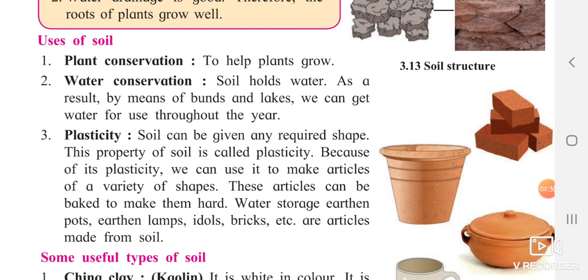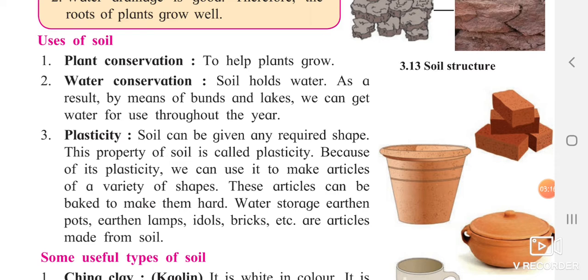Plasticity. What is meant by plasticity? Plasticity means you can give the desired shape to that particular soil. Now you have seen the potters. They are doing all types of clay activity, giving various shapes to the pots, etc. You can see the vases which we are using in our house. We are using flower pots, we are using pots. These are all made from the soil itself, and the soil possesses the property of plasticity. Desired means the shape which you want, and it is said to be plasticity.